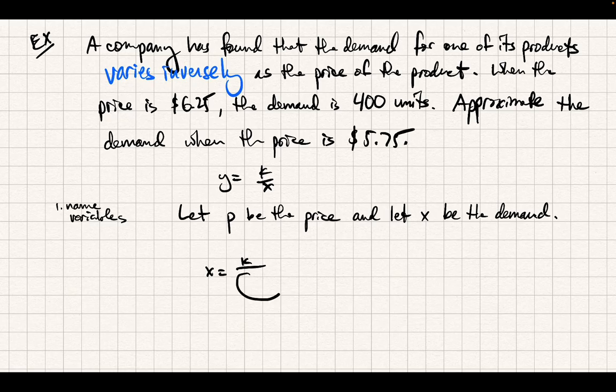So I think somebody told me what goes in my denominator here. P, the price. Right. So what can I fill in? What do I know?